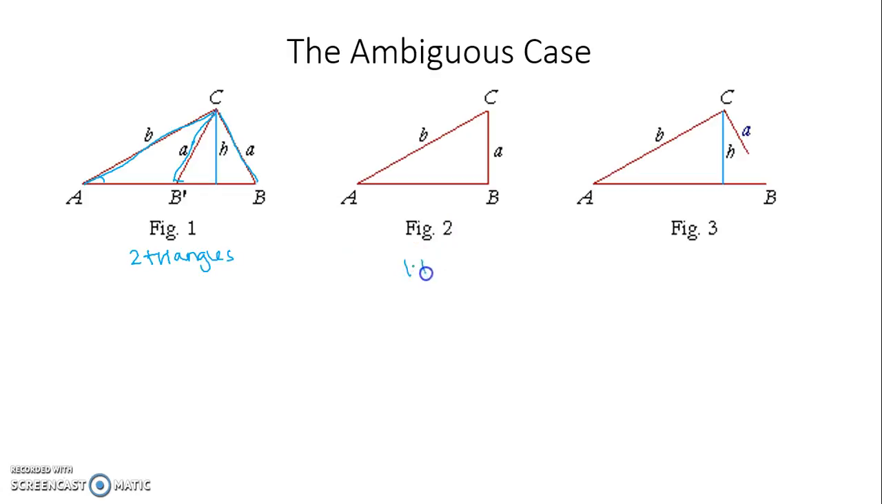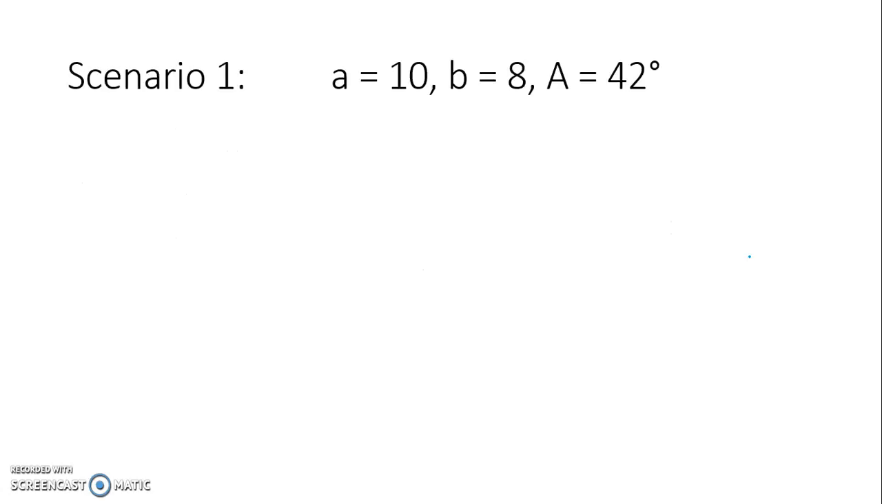This was one triangle. Or sometimes that side, that A, so still knowing side B and angle A, that side isn't long enough to even reach this bottom piece, no matter where I try to reach it. So that's going to be no triangle, or we'll just put our answer as no solution. All right, so first scenario, we have side A, side B, and angle A.